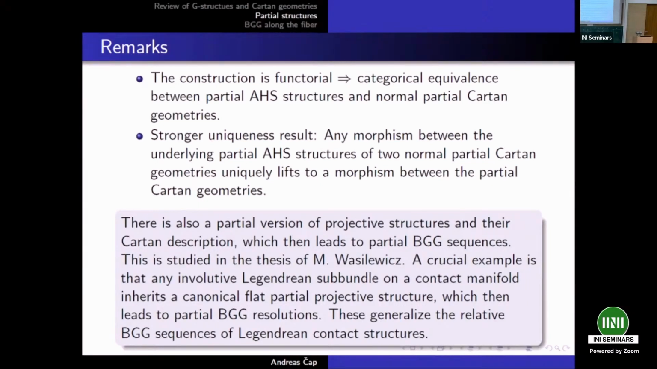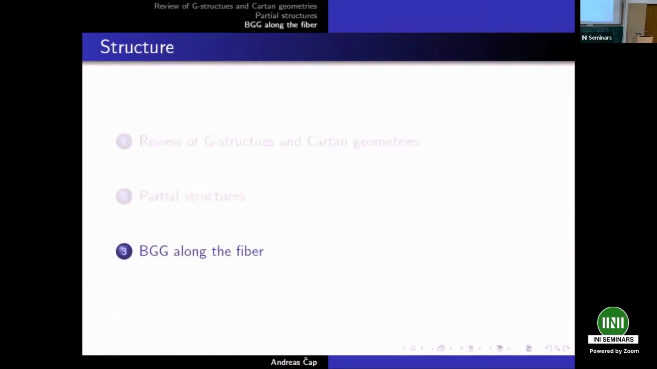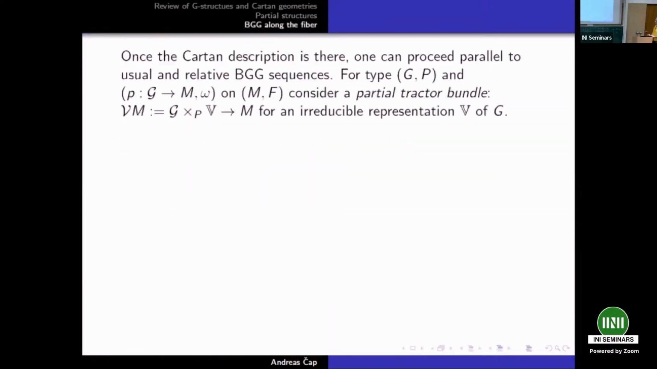And they generalize the relative BGG sequences of Legendrian contact structures in which you have a second Legendrian distribution. And it turns out that these relative BGG sequences, actually in the case that one of the distributions is involutive, do not depend on the choice of the complementary distribution, but are already intrinsic to one distribution. Okay, so as I said, I've got 30 seconds.